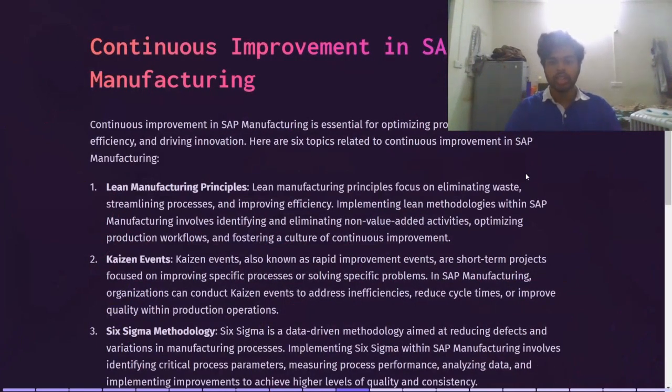Continuous improvement in SAP manufacturing involves implementing various methodologies and practices to optimize processes, enhance efficiency, and drive innovation. The key topics under this are lean manufacturing principles, which focus on eliminating waste and improving efficiency. Then comes Kaizen events. These are short-term projects to improve specific processes or solve problems. Then comes Six Sigma methodology. This is a data-driven approach to reduce defects and variations.